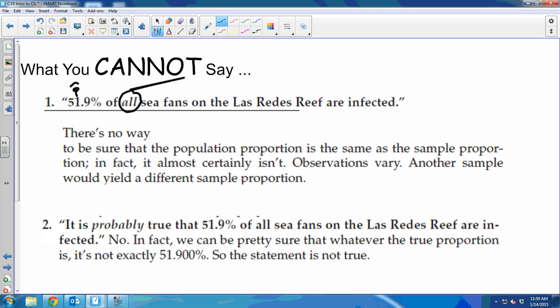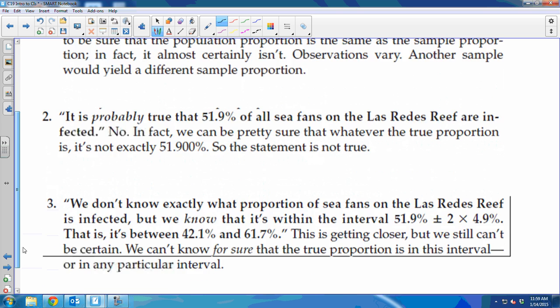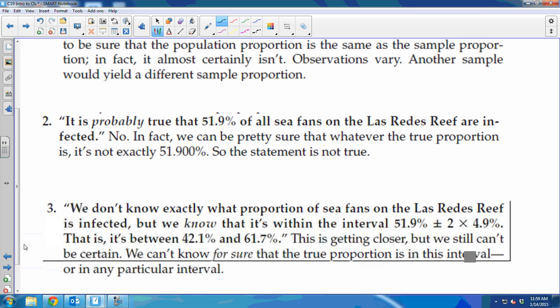Because again, someone could do a different sample and get a different percentage. We don't know what p is. We can't say that applies to everybody. On number 2, it is probably true that 51.9% of all sea fans on the reef are infected.